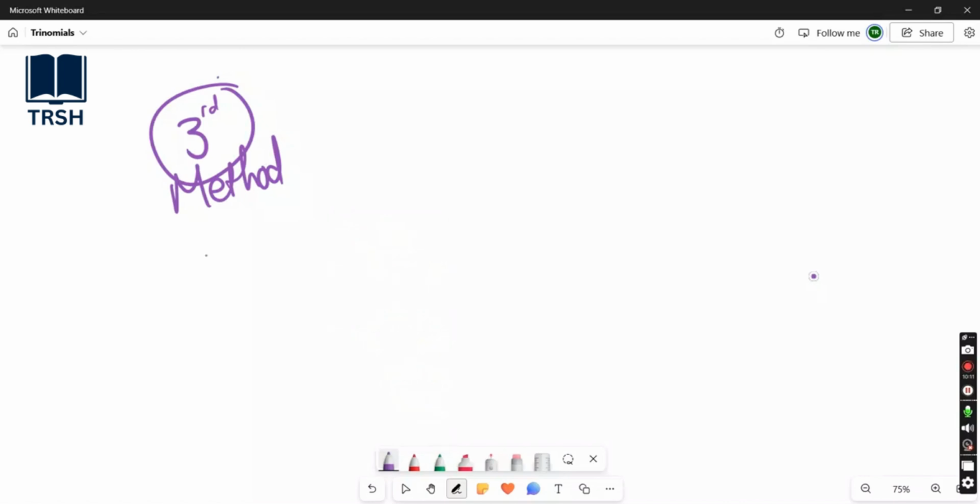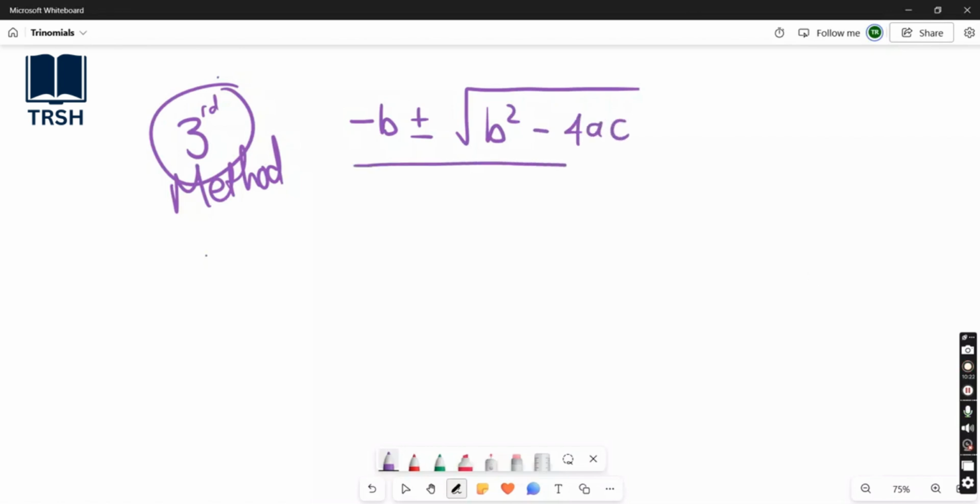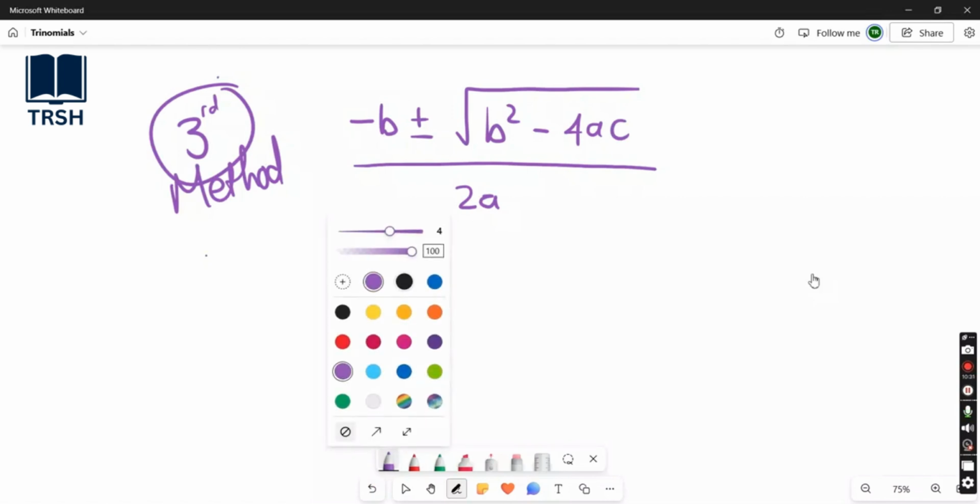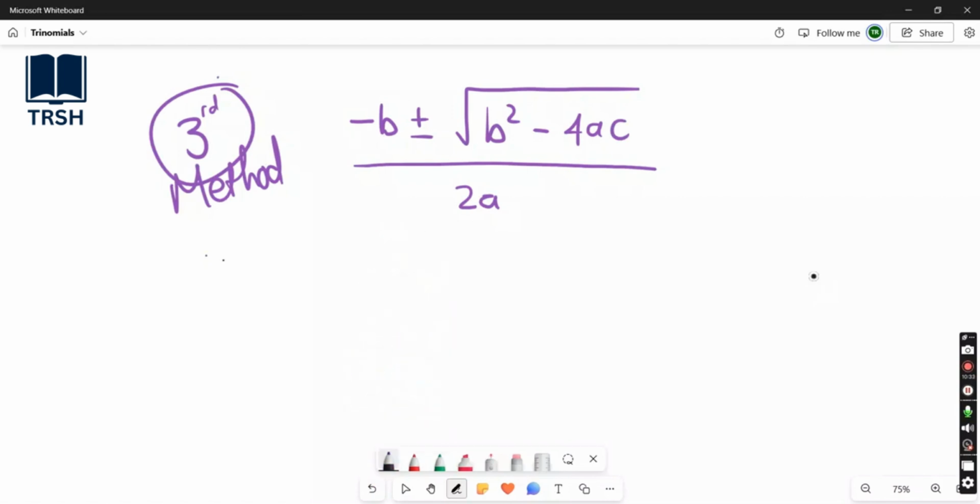So the third method, you just use a formula. And our formula is x equals negative b plus or minus the square root of b squared minus 4ac, over 2a. The plus or minus means we have to do it twice, okay? So let's go back to our example. That's the formula you need to remember.